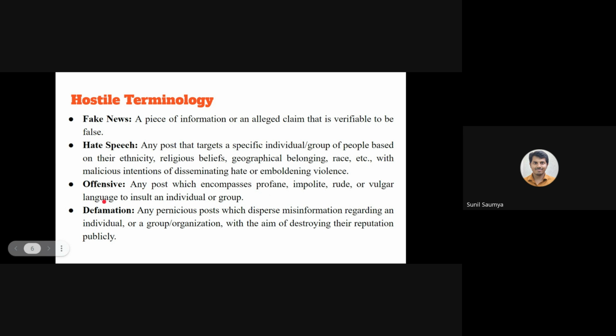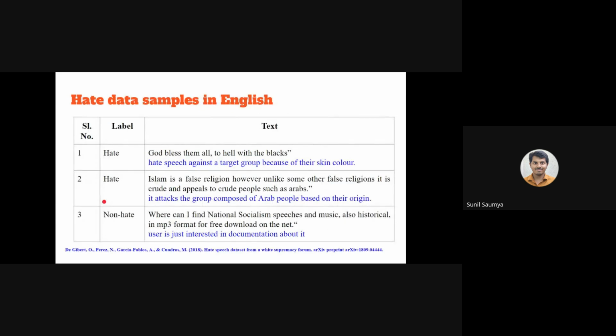That's how we can identify whether a particular post on social media is hostile or not, and whether it comes into one of these categories or not. Right. So with the help of examples and data samples, I'll try to explain how these posts actually look like. And then we'll see what different approaches people have used to handle this. So if we talk about the hate and non-hate cases, how exactly does the data set look?